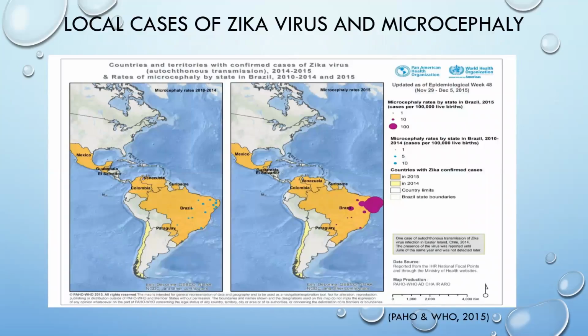This is a spot map which focuses on place by showing, on the right, each case in Brazil of both the Zika virus as well as microcephaly clusters. So you'll notice on the right there in the magenta colors, those are microcephaly rates by state in Brazil in 2015. The larger circles are 100 cases per 100,000 live births.